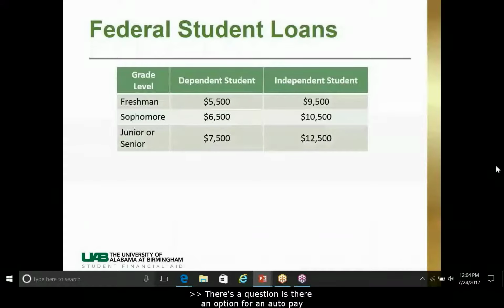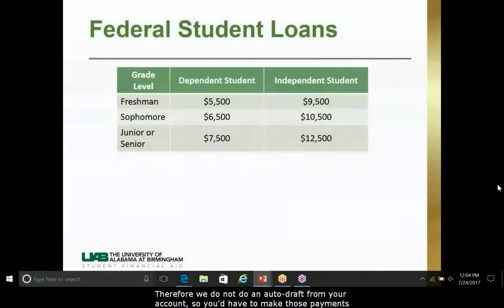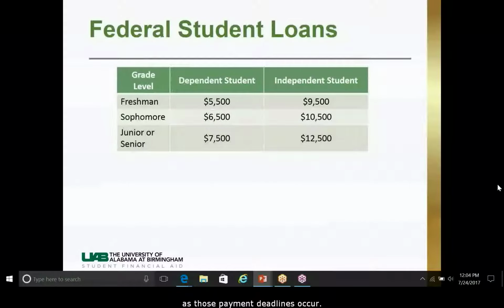There is a question: is there an option for an auto pay using a direct charge to a credit card or debit card? No, UAB does not store credit card or debit card information. Therefore, we do not do an auto draft from your account. So you'd have to make those payments as those payment deadlines occur.